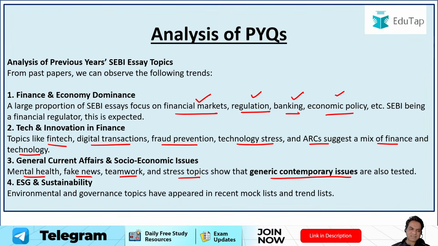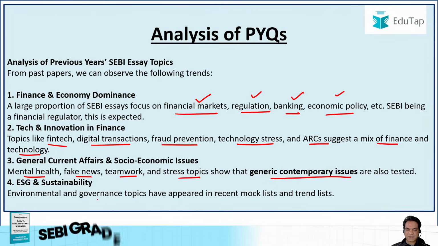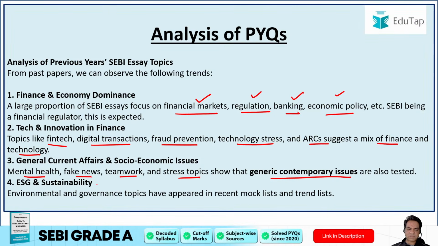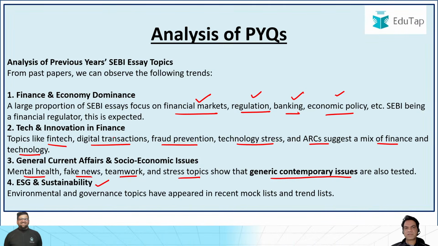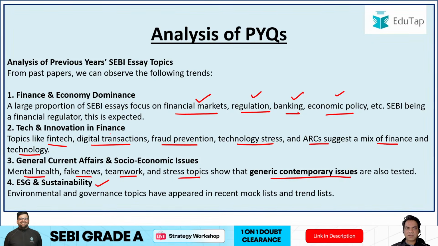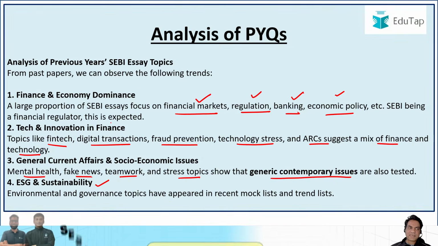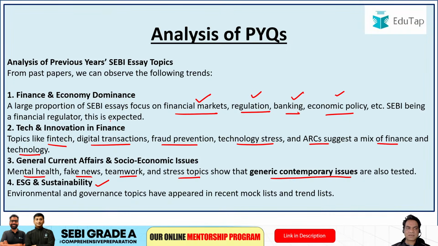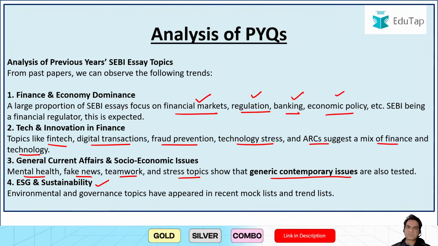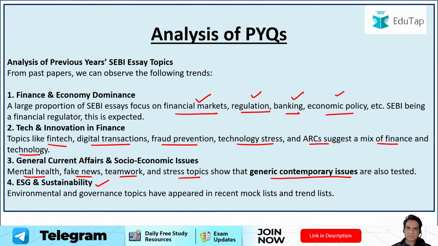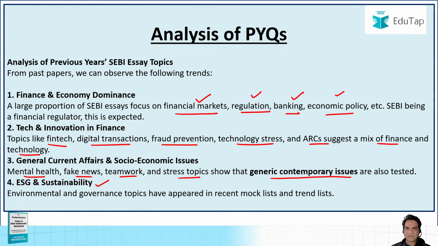And the fourth vertical is ESG and sustainability. Environmental and governance topics have appeared in recent exams. So do read up about sustainability, right? How we can sustain a green growth or green economy. How can we push towards less pollution or less resource consumption, and move towards recycling and reuse. So guys, please note down the key topics that I feel are important for this year: recycling, reusing, green economy, green investment, right?